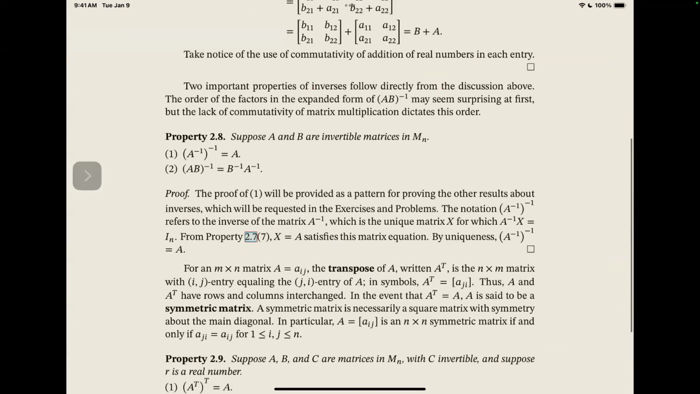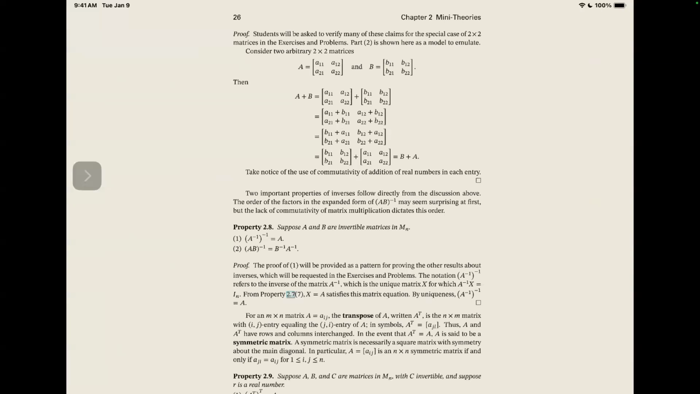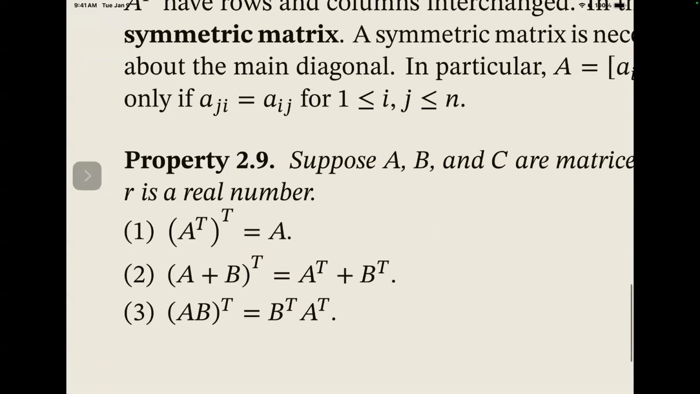There are additional properties talking about the inverse of an inverse. And if we multiply two matrices together and find the inverse, then we flip the multiplication and find the inverse of both of them. So again, these properties are in your book. And the one thing we didn't talk about is transpose, which is we're basically just flipping it around.